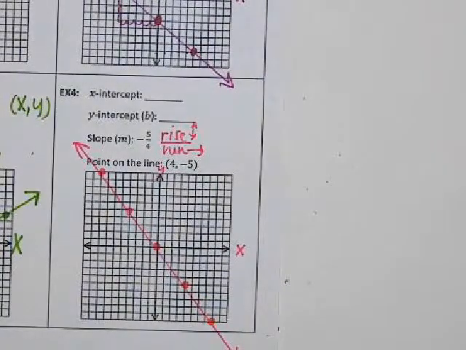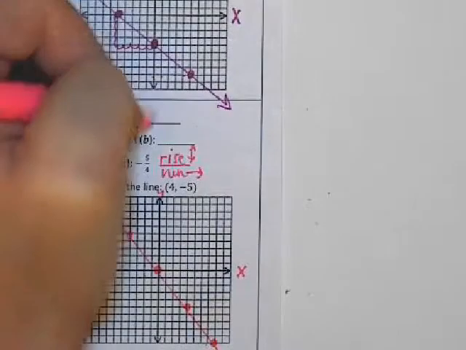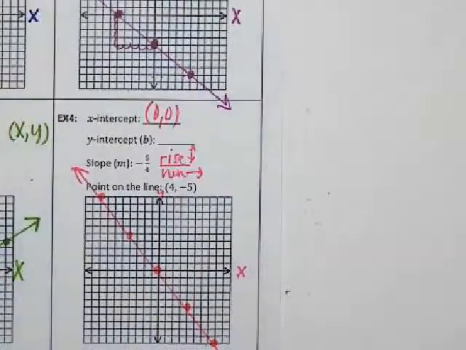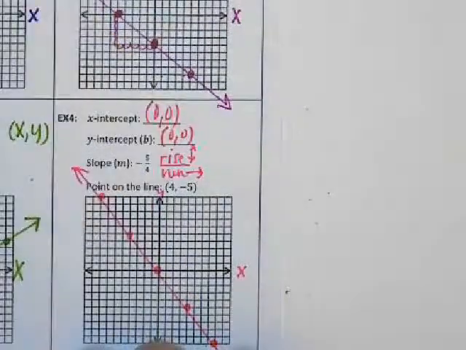Okay, it wants to know your x-intercept. Where does it cross the x-axis? The origin. At the origin, what is that point? 0, 0. Your y-intercept. Where does it cross the y-axis? The origin, what is that? 0, 0. Any questions?